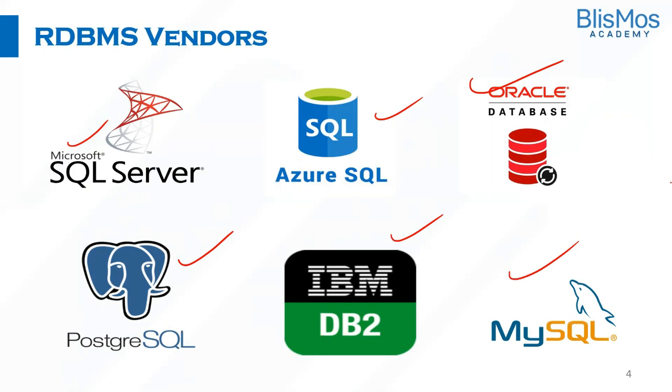Are all of them the same or all of them different? All of them are similar because all these systems are based on the relational model. So all of them are similar, but they are provided by different vendors. So with that, there'll be subtle variations in the way we store the data and the way we query the data.